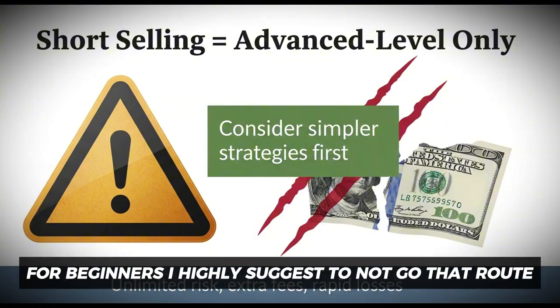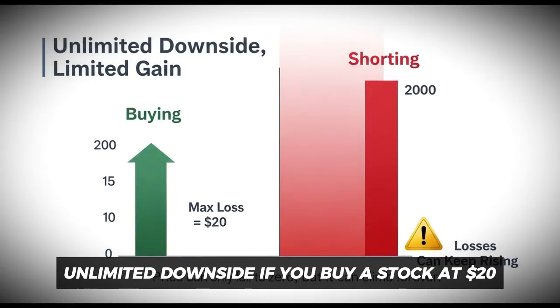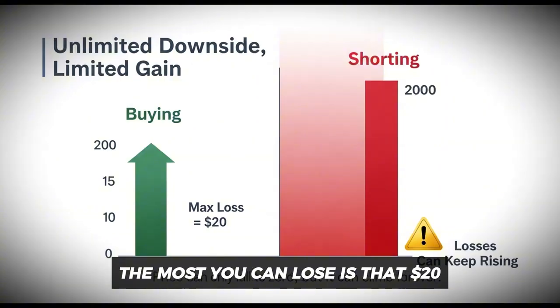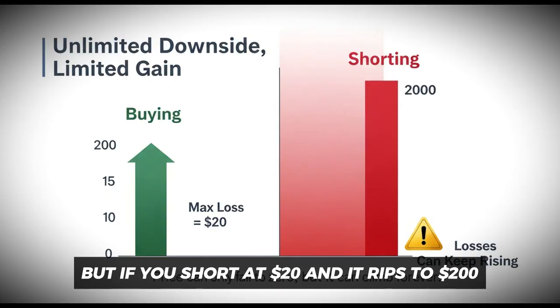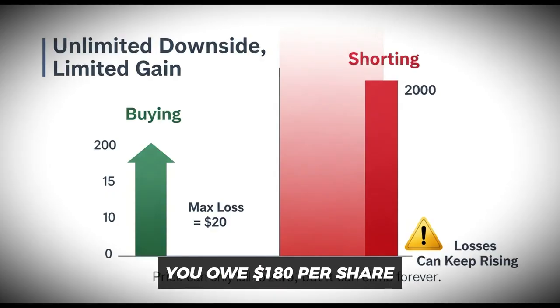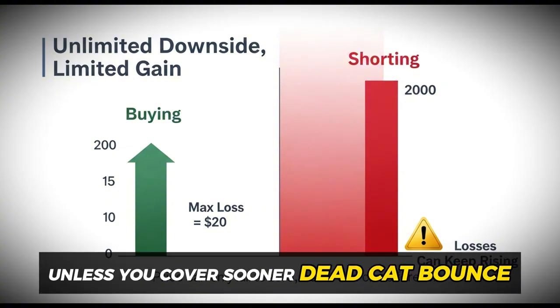For beginners, I highly suggest to not go that route. Short selling really is an advanced level maneuver. Unlimited downside. If you buy a stock at $20, the most you can lose is that $20. But if you short at $20 and it rips to $200, you owe $180 per share, plus interest and potential margin calls, unless you cover sooner.